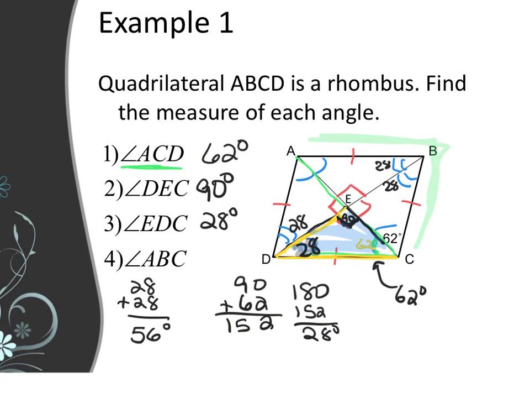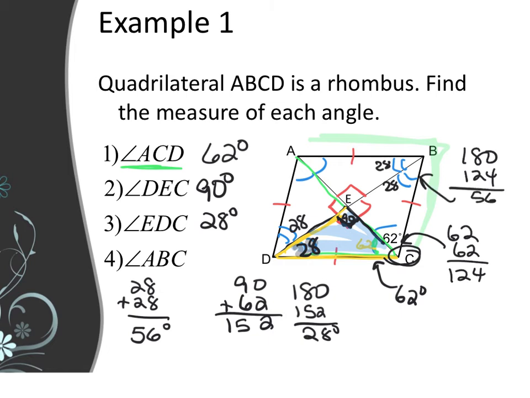Again, I could have added up 62 plus 62, get 124 for this whole angle here, and then subtract that from 180 and get 56 as well, because these are going to be supplements here, these two. So you're going to be using all of these properties to find missing angle measures. So ABC here is 56.